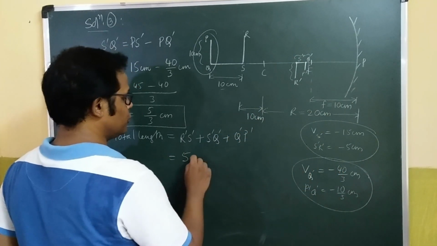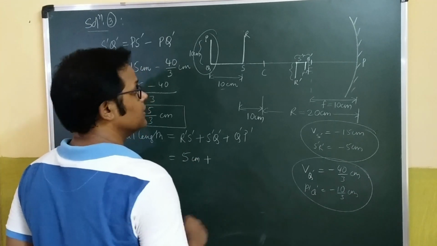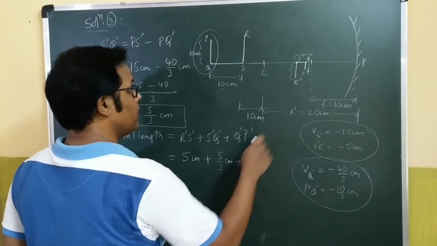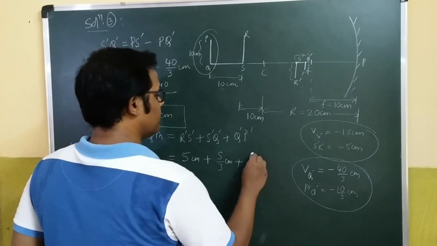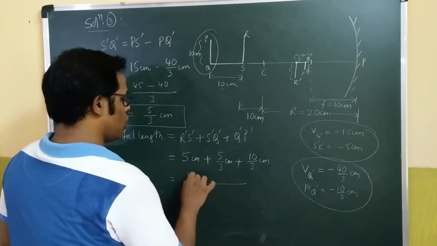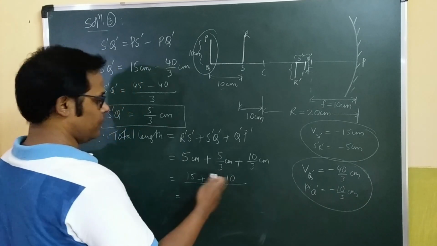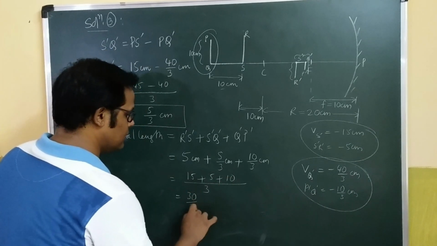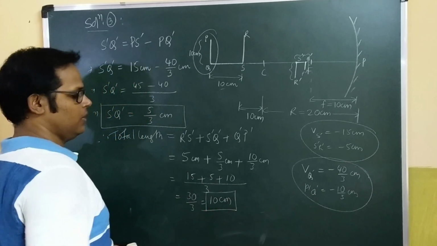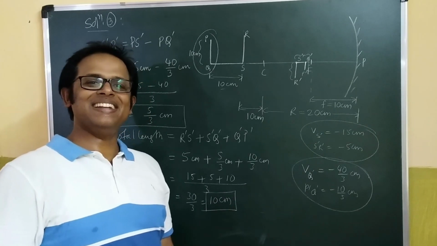So I should get R prime S prime, we have noted here. Again, I don't bother to use sign convention because I'm only interested in the length part. This I found as 5 by 3 centimeters. And this length is around 10 by 3 centimeters. 3 looks common there. 15, 5, 10. So 15, 15, 30. 30 by 3. Oh, that's beautiful. The total length of the image formed is going to be equal to 10 centimeters.